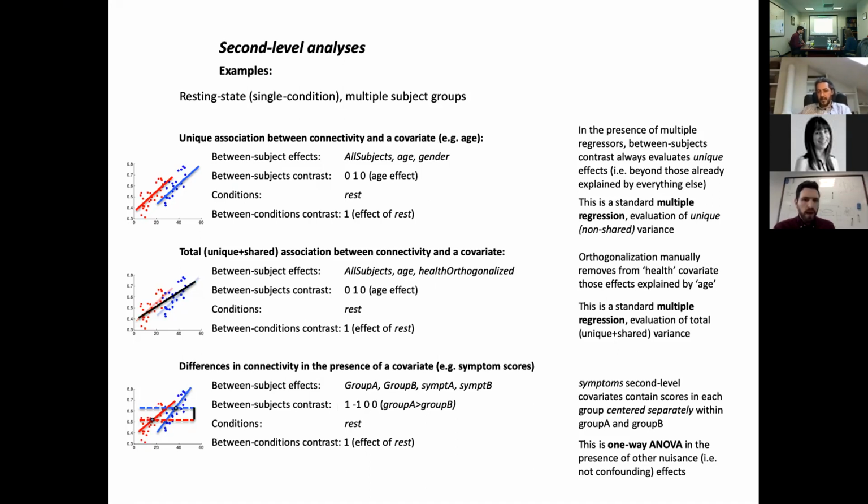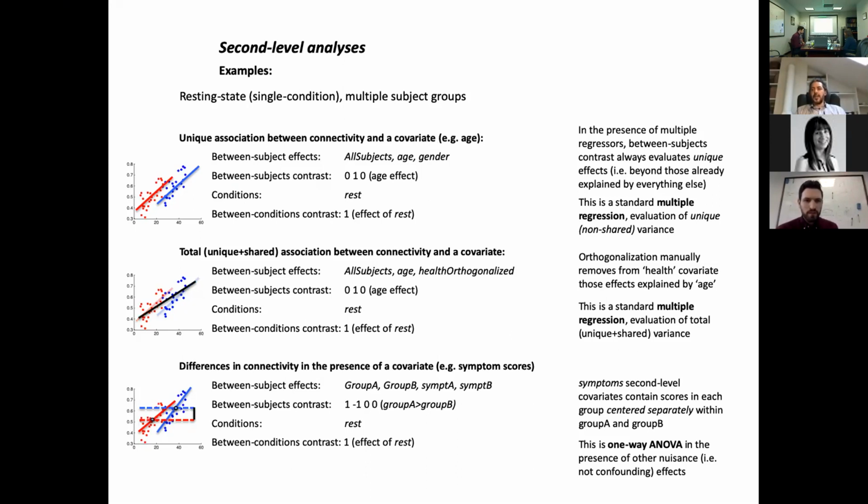Yes. I have just a small follow-up question. If you were to make symptom A and symptom B into one variable, but for group A, the subjects, if you separately centered each group and then just put them all in the same variable, would that do the same thing? So let's say you have something like all subjects and group and symptoms, you mean?